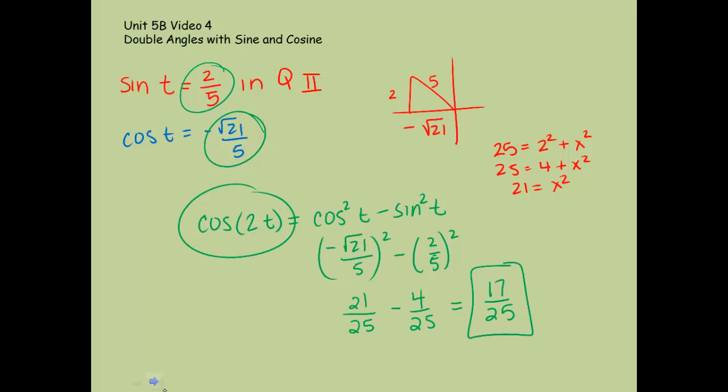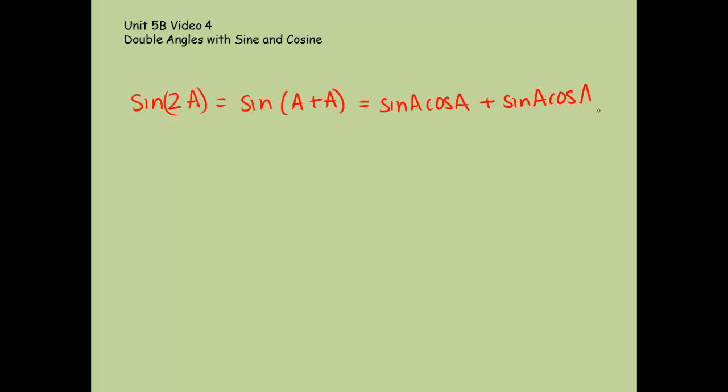Let's go ahead and try the sine function. So for our sine function, once again going to go ahead and figure out how they came up with it. And if I want the sine of 2 times an angle, then I really want the sine of angle plus an angle. So using the sum formula here, I get the sine of angle A times the cosine of angle A plus the sine of angle A times the cosine of angle A.